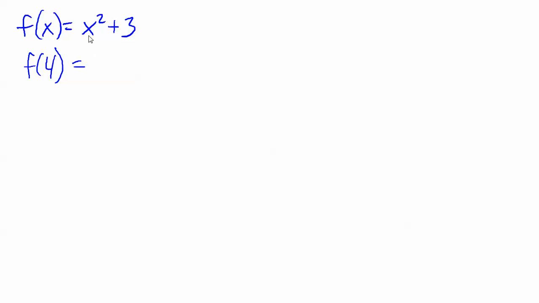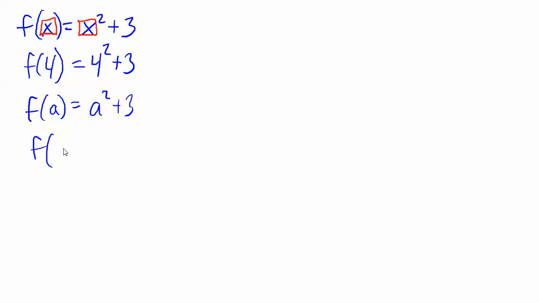And so that would be, instead of x squared plus 3, x is now 4. That would be 4 squared plus 3. And in fact, anywhere we see an x in our equation, we're going to replace it with whatever's inside the parentheses. So if we see f of a, then we'd have a squared plus 3. If we saw f of a smiley face, then we'd have smiley face squared plus 3, which of course doesn't really make any mathematical sense, but it's kind of cute.